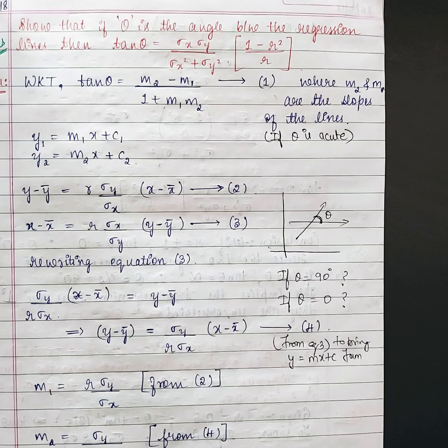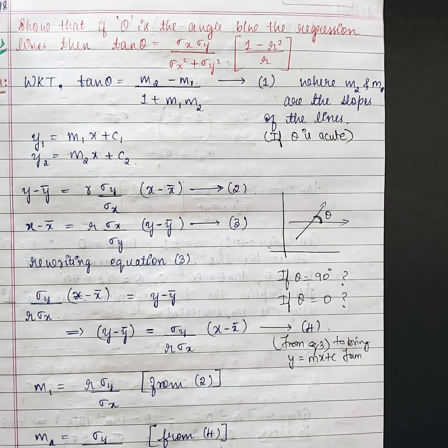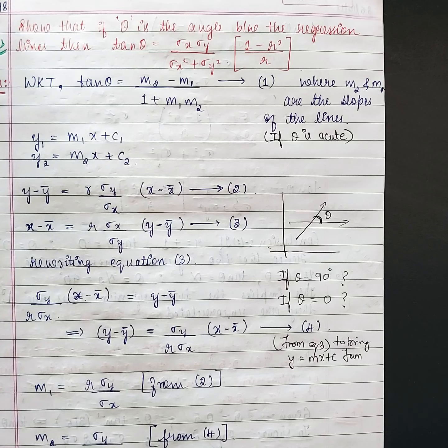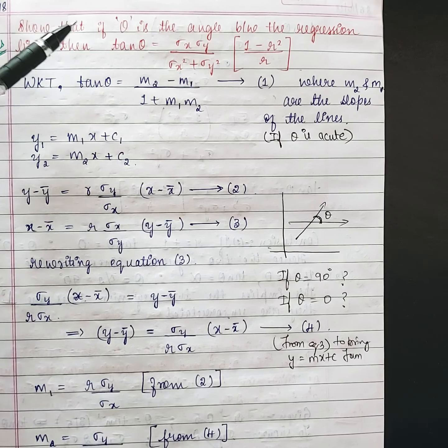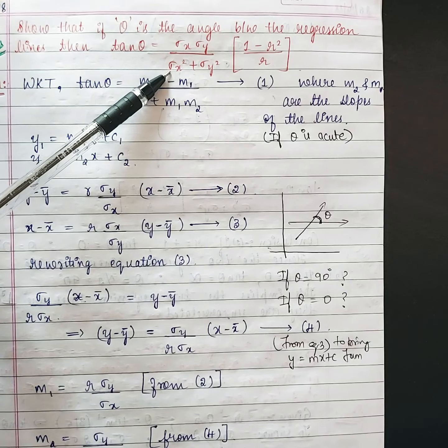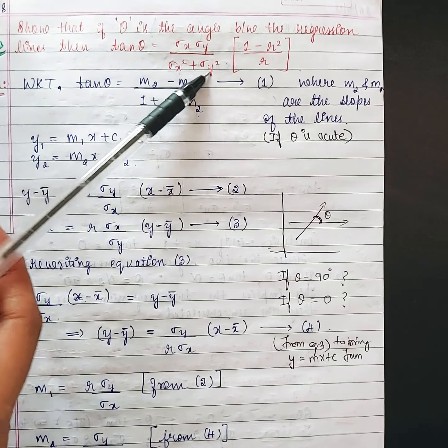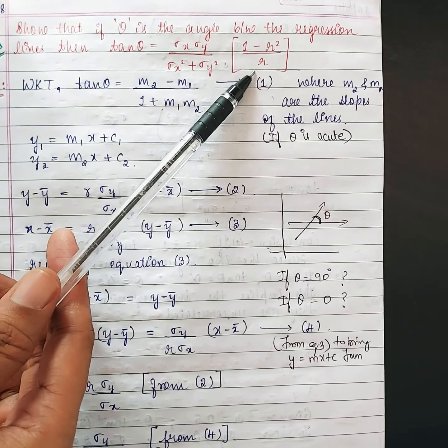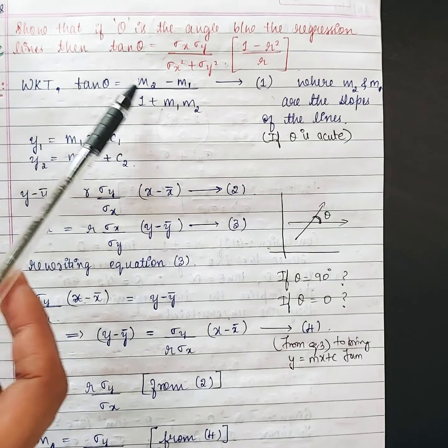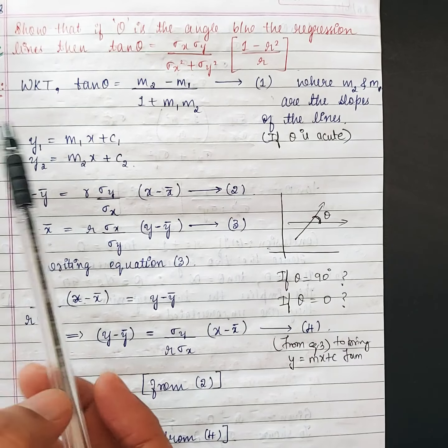Hi. So far we have seen a few problems in correlation and regression. Now let's see this problem. Show that if theta is the angle between the regression lines, then tan theta is equal to sigma x into sigma y by sigma x square plus sigma y square into 1 minus r square by r. Okay. So we have to prove this. This is a repeated university question.